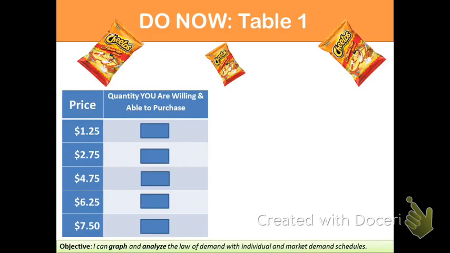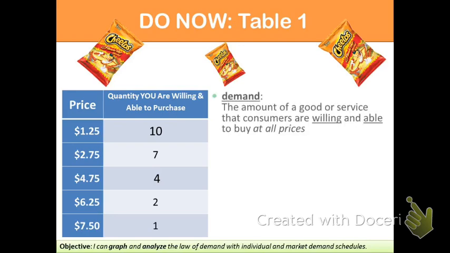So here we go. Based on your do now, you took a look at what you were willing and able to buy at various price points. So for me, for an example here, at $1.25, I would buy 10 bags of chips. At $2.75, maybe 7, $4.75, 4, maybe at $6.25, I'd only buy 2, and at $7.50, maybe I'd only buy 1. But that's just me. Everybody is going to be a little bit different, and what you put on your do now on that Table 1 will reflect your own preferences. And we can come up with some definitions then as well.